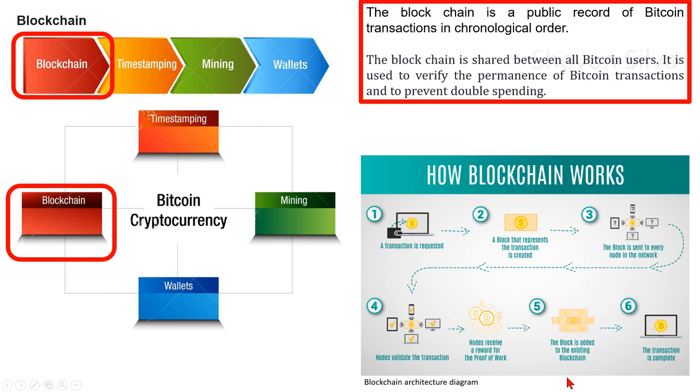And here you can see how blockchain works in this blockchain architecture diagram. Here a transaction is requested. A block that represents the transaction is created in number 2, and in number 3, the block is sent to every node in the network. In number 4, nodes validate the transactions, and nodes receive a reward for the proof of work. In number 5, the block is added to the existing blockchain. In number 6, the transaction is complete.